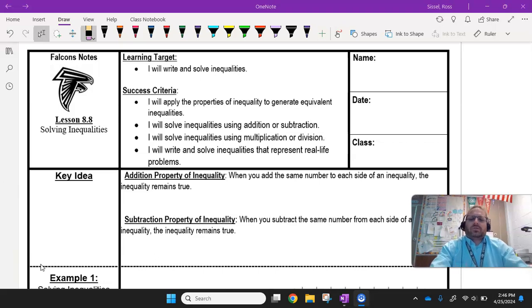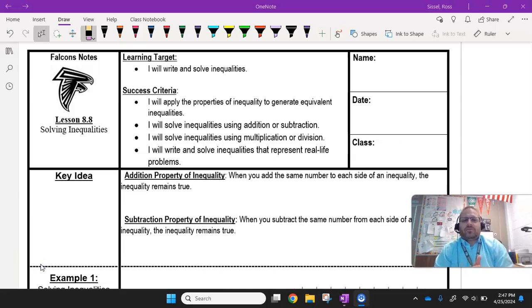Okay, so the success criteria, how we're going to do this is pretty straightforward. I'm going to just kind of generalize what it is. Mainly we're going to take an inequality and make an equivalent inequality. We're just going to change it a little bit. And the goal here is to have only one variable on a side of an inequality. The way we're going to do that is by using addition, subtraction, multiplication, and division. This is going to be very similar to what we did in chapter 6, solving equations, but instead of an equal sign, we'll have an inequality sign.